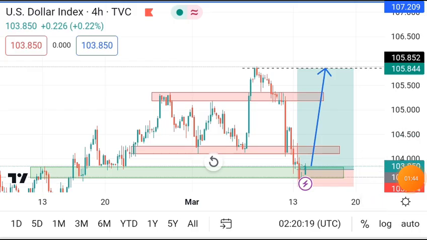Now looking at the US dollar index, this is a picture of an analysis from the dollar index on TradingView. It's not older than 1 hour, so it's still fresh. We are on the 4-hour time frame. Take a look at this.